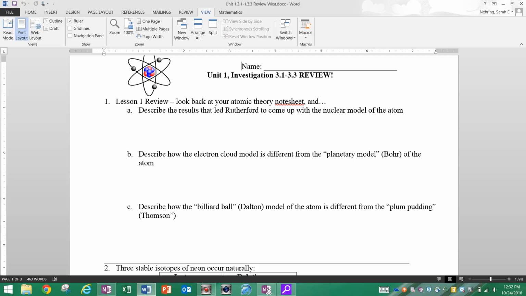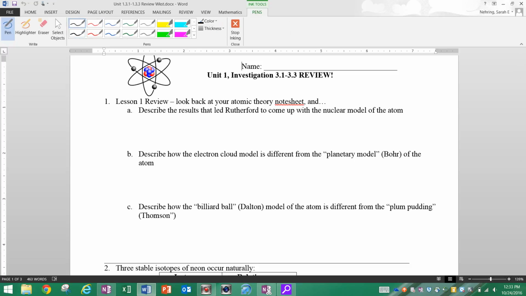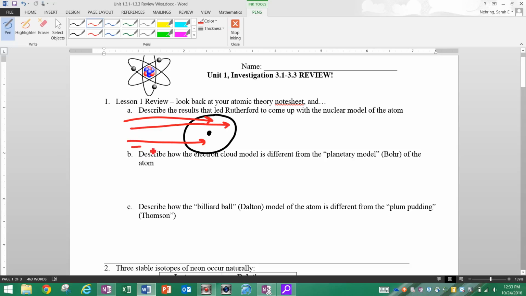So for problem number 1, describe the results that led Rutherford to come up with a nuclear model of the atom. So the nuclear model of the atom is that the atom is mainly empty space and there's this tiny dense nucleus here in the middle. And the evidence that led to this model was, we don't need to get too much into details here, but remember he had that experiment where he shot these kind of particles at the atom. And remember at this point people thought that the atom was just kind of like a gooey, jello-y like thing. And they saw that every once in a while some of those particles would bounce back.